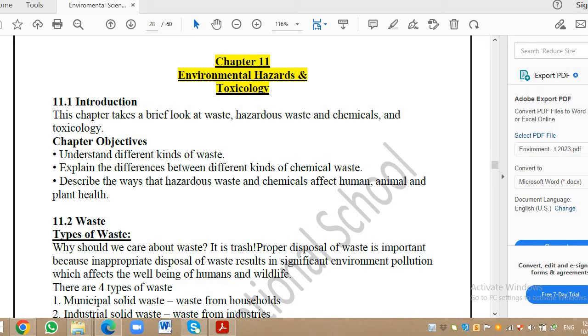What's the meaning of the word hazard? The word hazard is a waste. And toxicology also means the toxic waste. Okay, so we are going to talk about the waste and the different types of waste that we may find around us in the environment and how we're going to manage this waste.